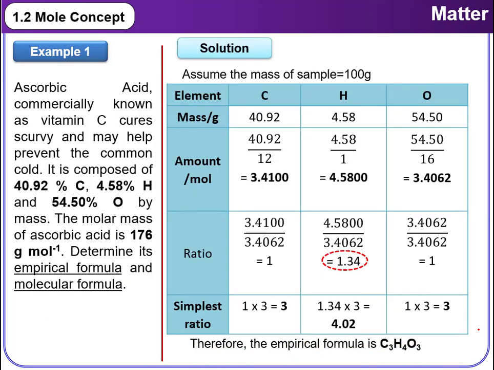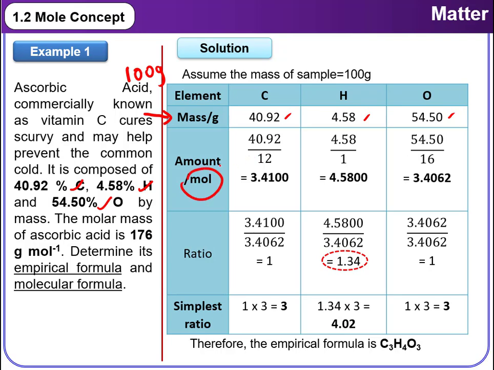Let us look at example 1, ascorbic acid, commercially known as vitamin C, which cures scurvy and may help prevent the common cold. It is composed of 40.92% carbon, 4.58% hydrogen, and 54.5% oxygen. Since it is given in the form of percent, you assume the mass is 100 gram. Simply take the percent as the mass in gram for each element.